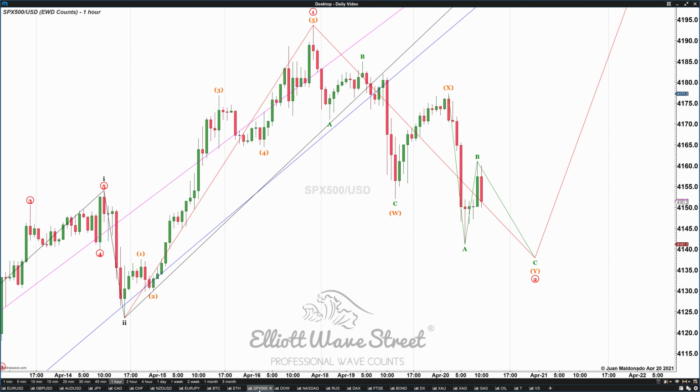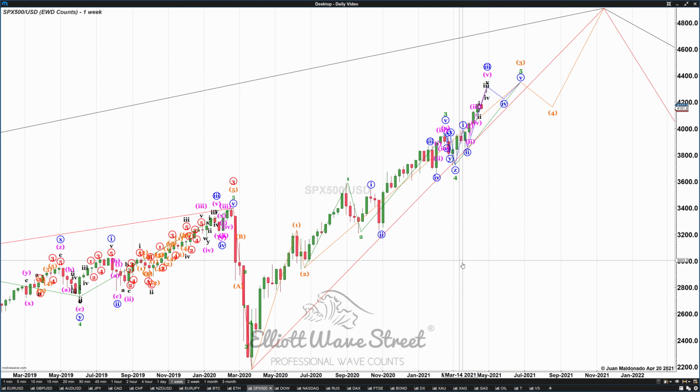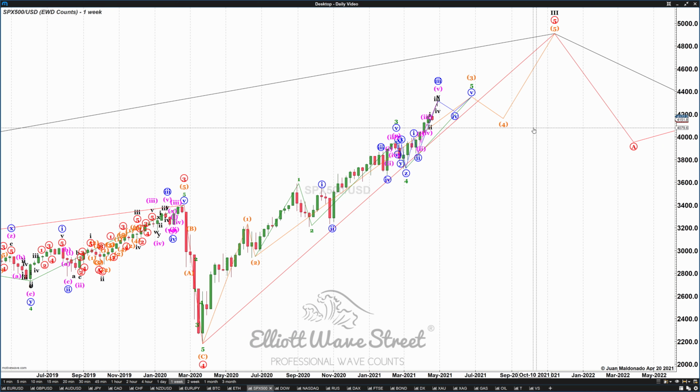Let's have a look at the S&P. On the S&P, I have a strategy for this week, a clear one. Let's have a look at the weekly chart first. I have a target for this year close to the 5,000 area. Of course, it's not going to go directly there. It's going to have some noise. It's going to have a retrace. It's going to have corrective waves as always.